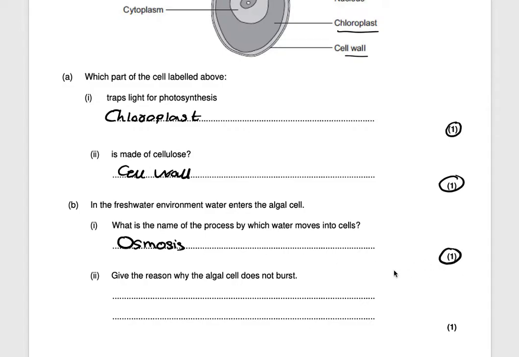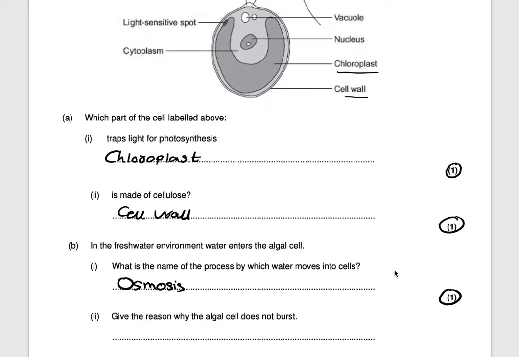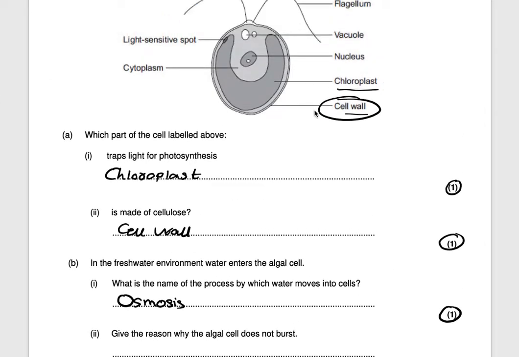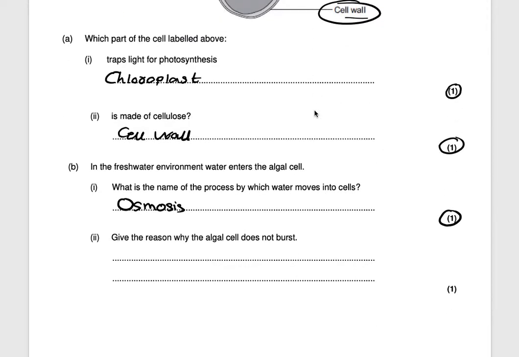It says give the reason why the algal cell does not burst. So if water is moving into the cell, it's going to fill up with water because water is moving from an area of higher concentration to an area of lower concentration. So why does this algal cell not burst? Well, it's because the algal cell contains a cell wall. Because of that, it provides a barrier to prevent it from bursting. Okay, so the algal cell contains a cell wall. Okay, and that would be worth 1 mark.